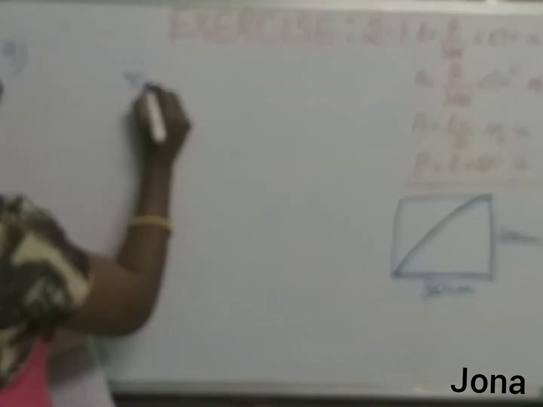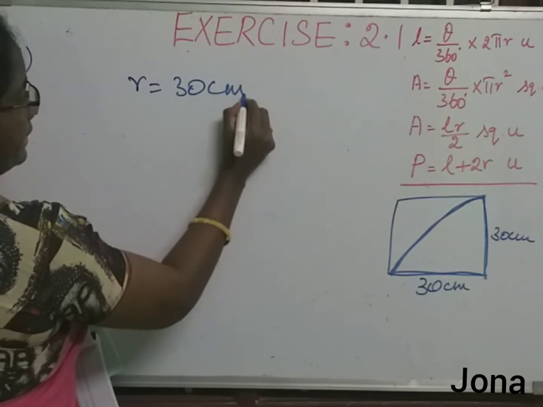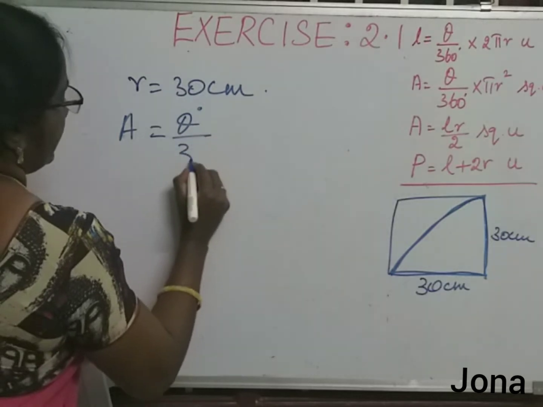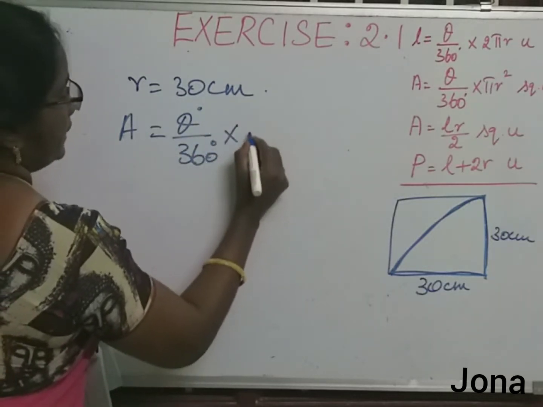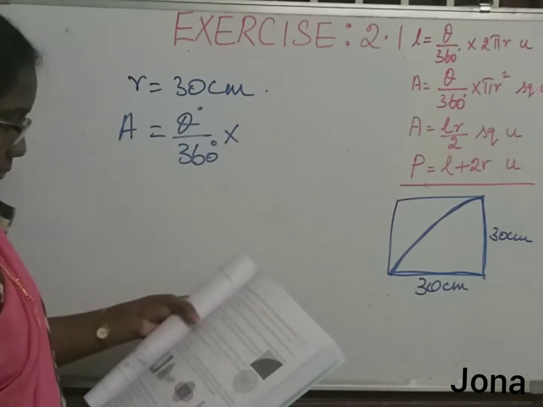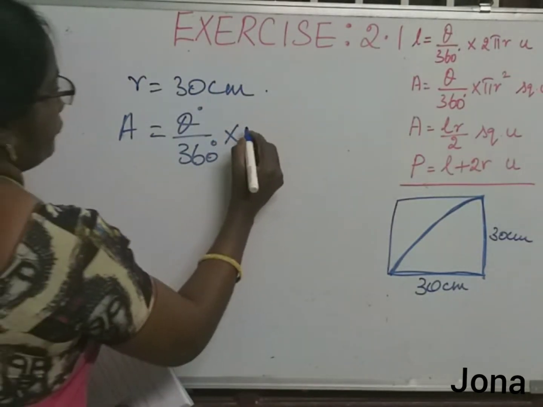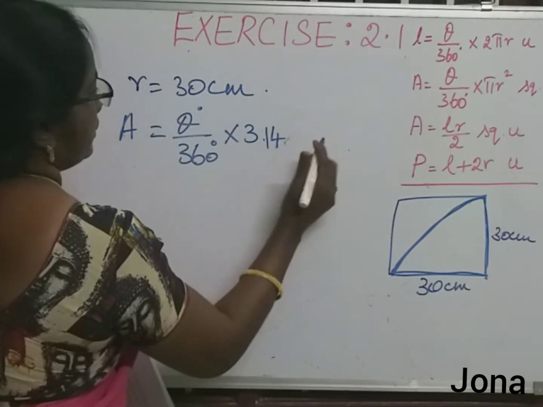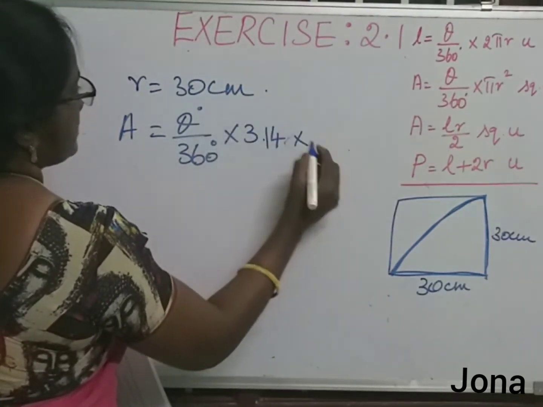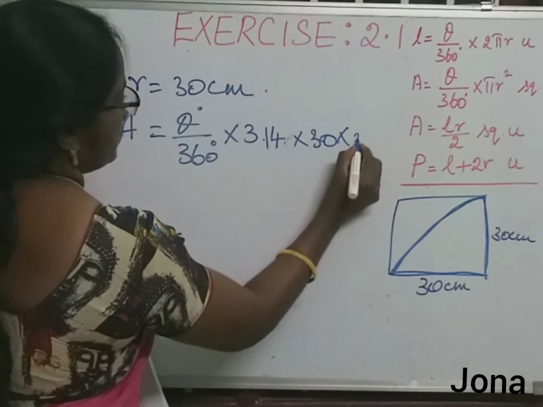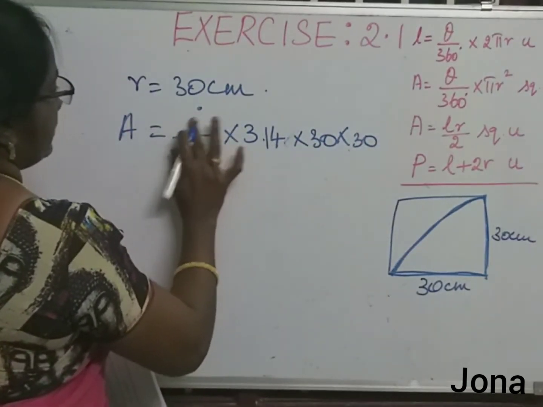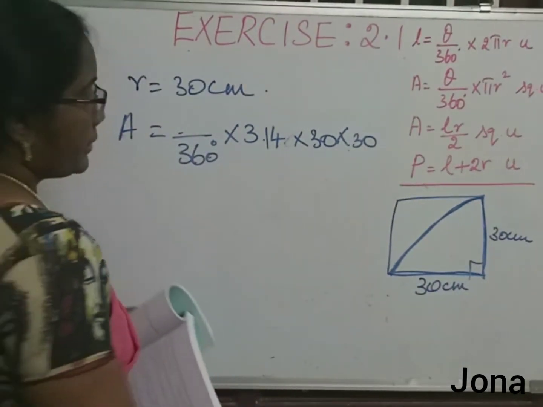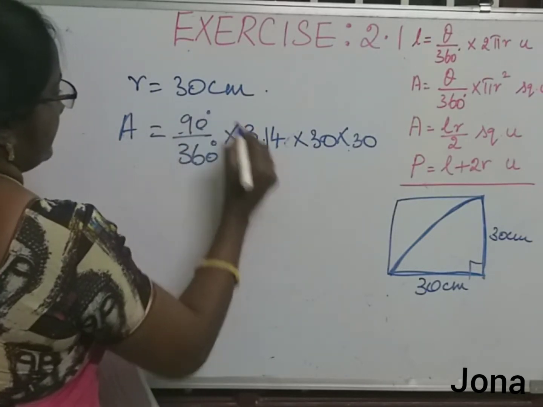Here r is given. r equals 30 centimeter. The formula: A equals theta by 360 degree into pi, which is given in your book itself in the problem as 3.14, into r, which is 30 into 30. What about the theta here? That theta is nothing but, we know that in the square it is 90 degree. So we can have this as 90 degree.